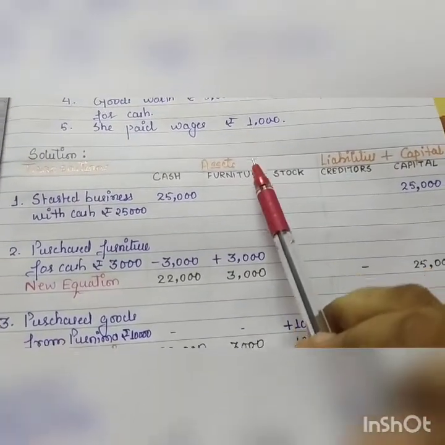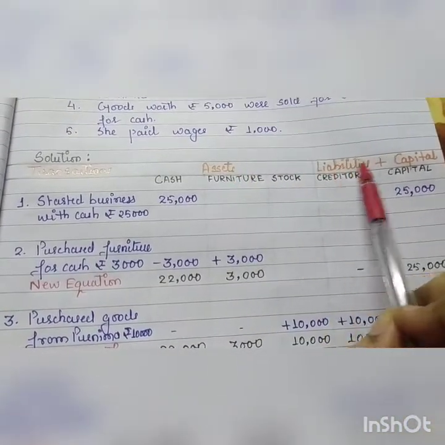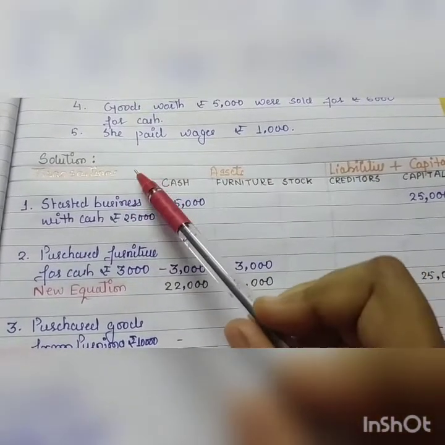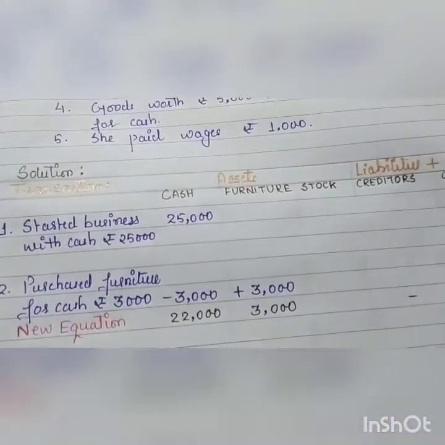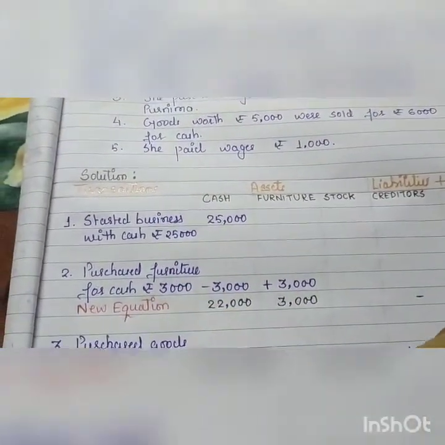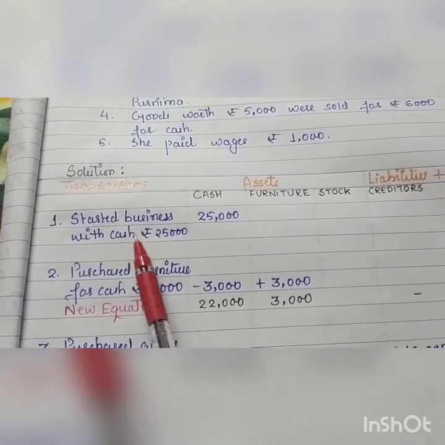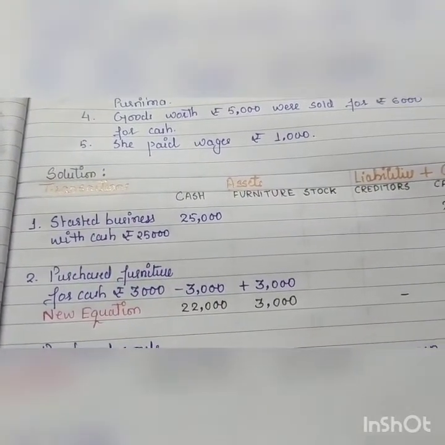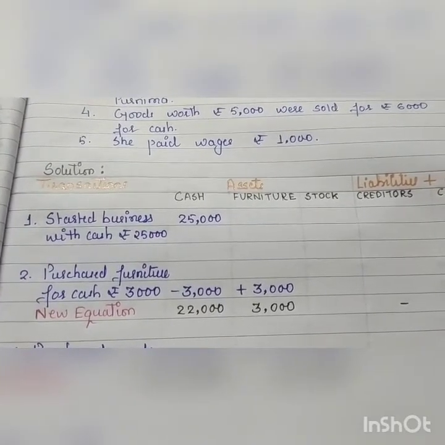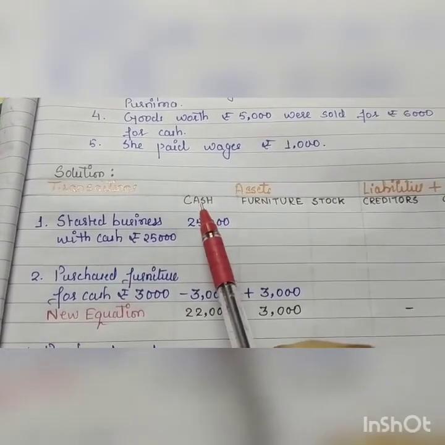Here you can see accounting equation formula. Assets equals to liabilities plus capital. Okay. One column you prepare for transactions. You need to write all these transactions here. So here I am reading out first transaction. Started business with cash rupees 25,000. As I told you, all the resources by which we run the business come under assets. So this cash will be your assets.